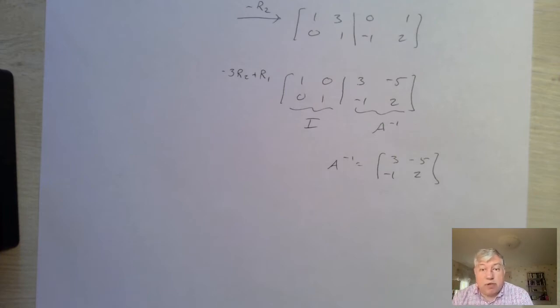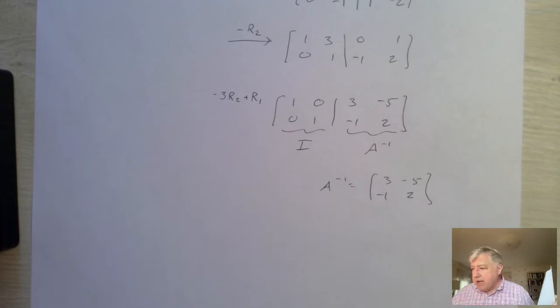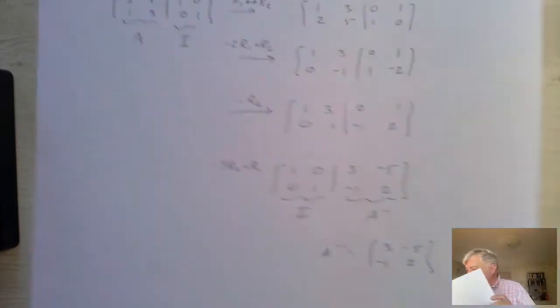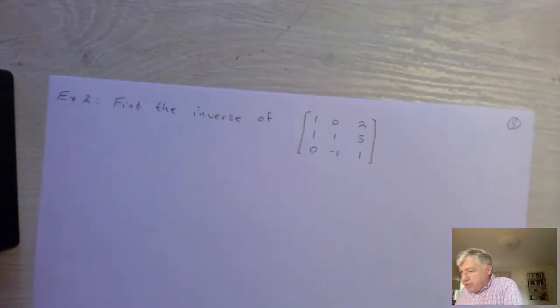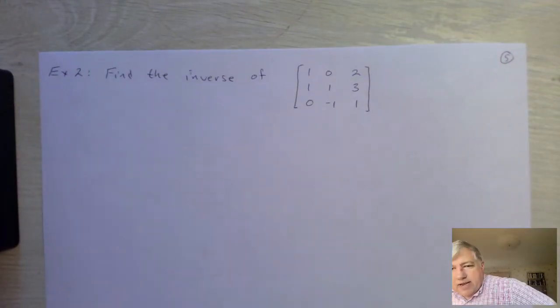Now we're going to find out shortly there's a nice formula you can use for 2 by 2 matrices, but the nice thing about this method is that we can use this for any size matrix. So let's look at another example. Let's look at a 3 by 3 matrix. And let's say we wanted to find the inverse of this.